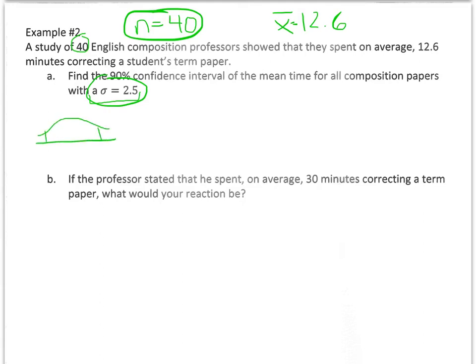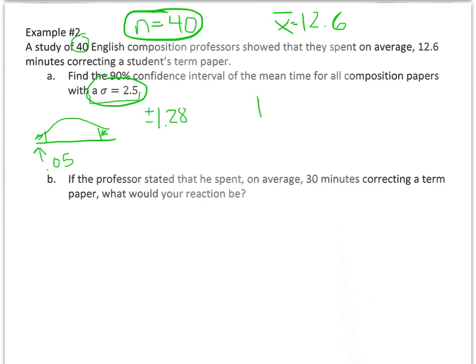It's 90%, so I'm cutting 5% off both sides. This is where you'd use your inverse norm. This over here is 0.05. Use that number. This is going to give me a z-score of positive and negative 1.28. Negative being on the left, positive being on the right.